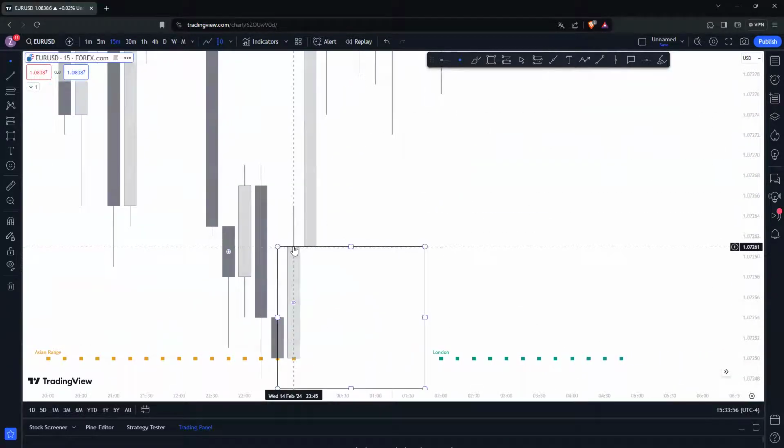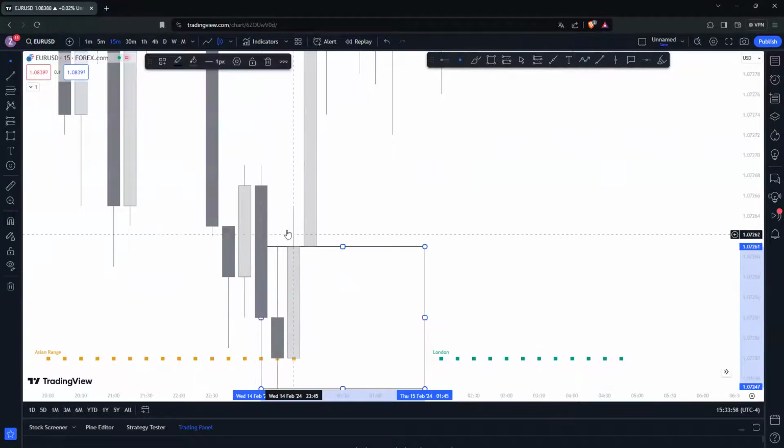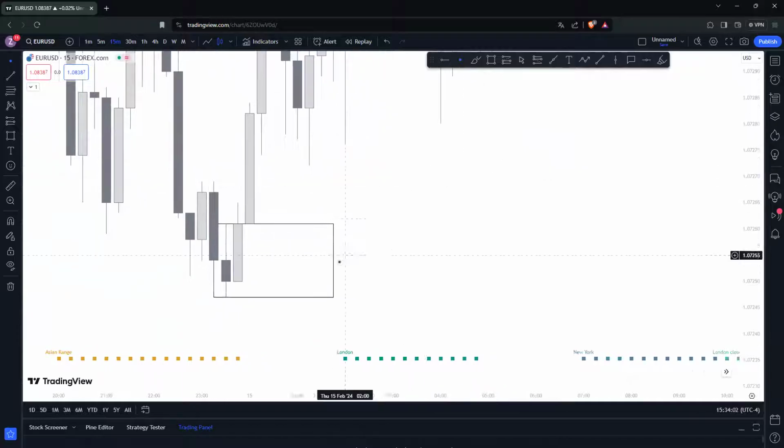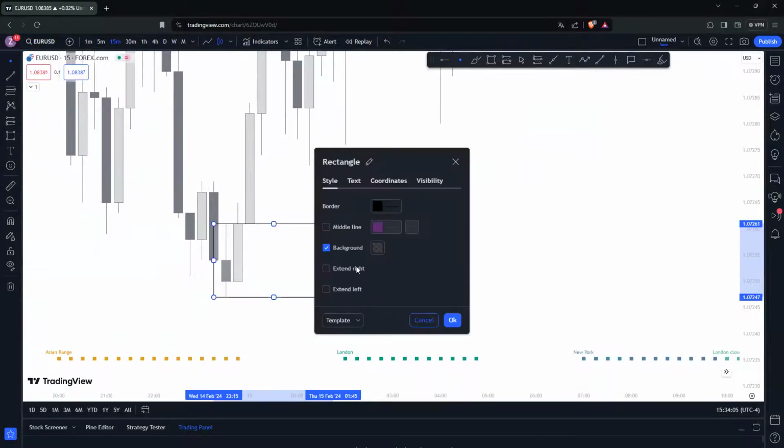It's not this one, because it is the same level. It did not close outside of it. It closed with it, so it doesn't count. Now closed out of it, price never came back. You're gonna extend that to the right.